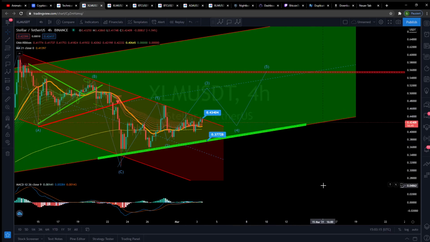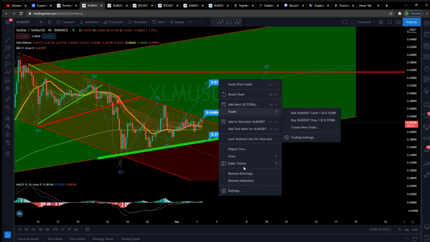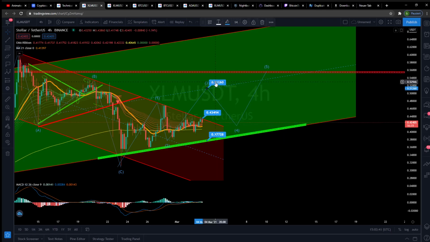0.43. This very important resistance must fall for XLM to see more moves to the upside in the direction of this middle line. And the middle line is also, guys, a very important resistance here. So if you can break 0.43, the next resistance is 0.51, and also the big next resistance for Stellar is this middle line here, this red line. That's the big resistance, 0.55. To the downside, 0.37 must hold for Stellar, very important to not fall down again more and more.